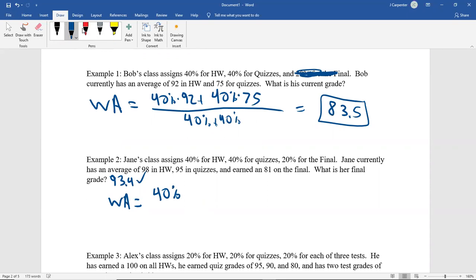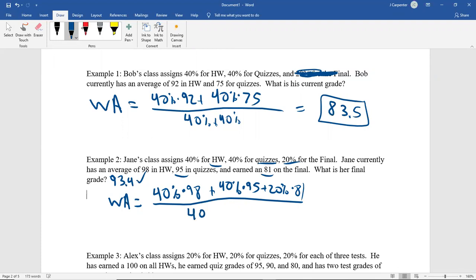So doing the weighted average formula, similar to the first one. We had our 40% of the 92, 40% of the 75, homeworks, quizzes, and then sum the weights. Doing the same thing here now, but now we have all three categories opened up. For the homework, we got 40% of the homework grade, which was a 98. Then for the quizzes, 40% of the 95. And then for the final, 20% of the 81.